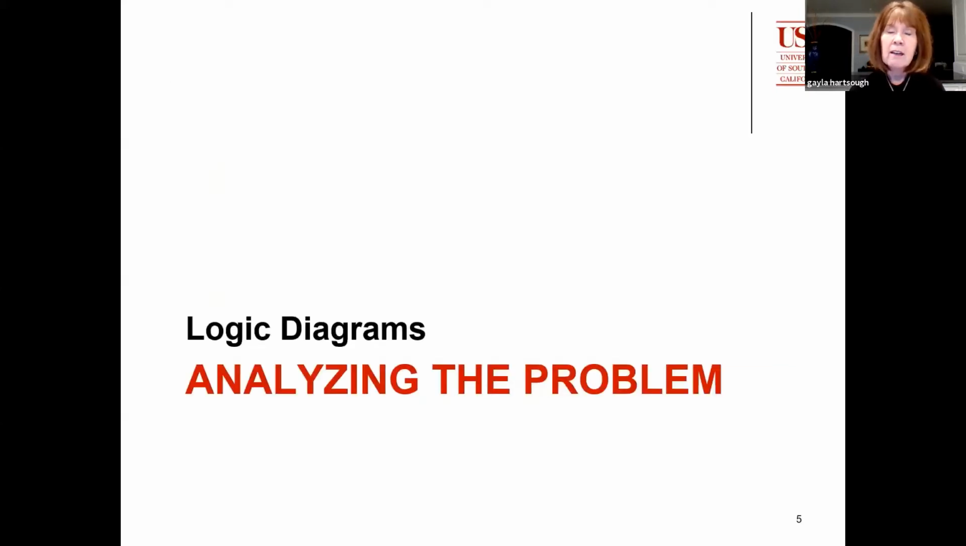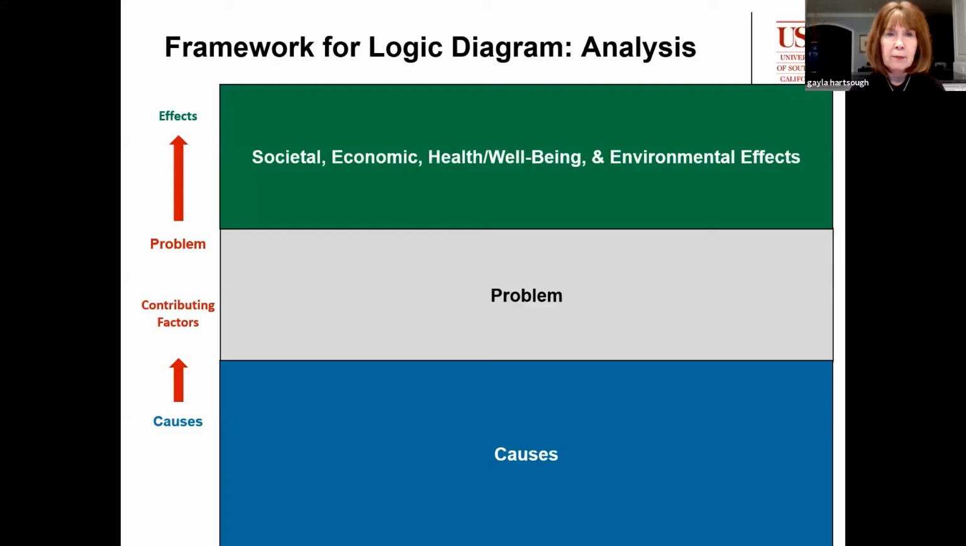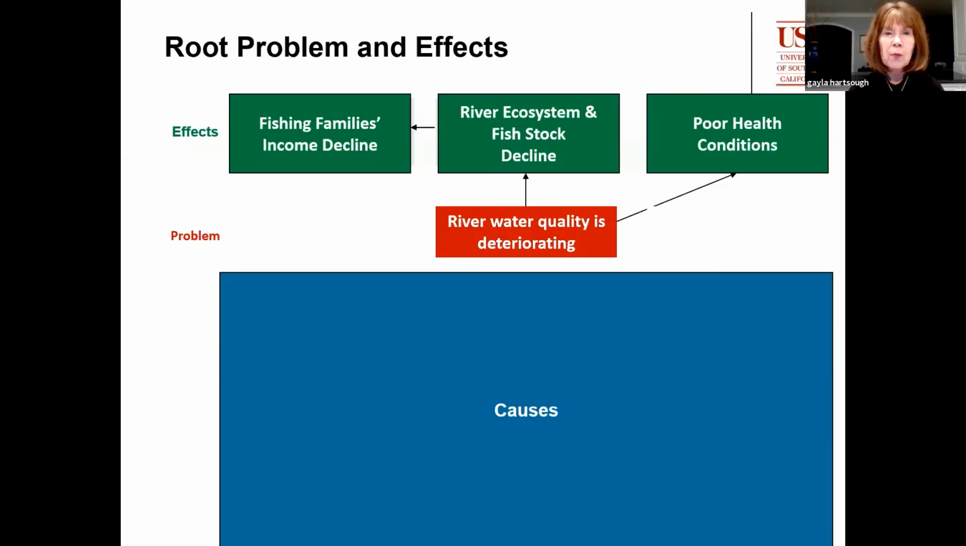We then analyzed the problem further through logic diagrams, and we grouped it into these major categories with the problem in the middle, and above it would be the societal, economic, health, well-being, and environmental effects. And below it, we began to think about the causes. Again, just as a quick refresher, we identified the three major effects of the water quality deterioration. Fishing families' income declined. Why was that? River ecosystems and fish stock were declining. And the other big issue related to is poor health conditions.